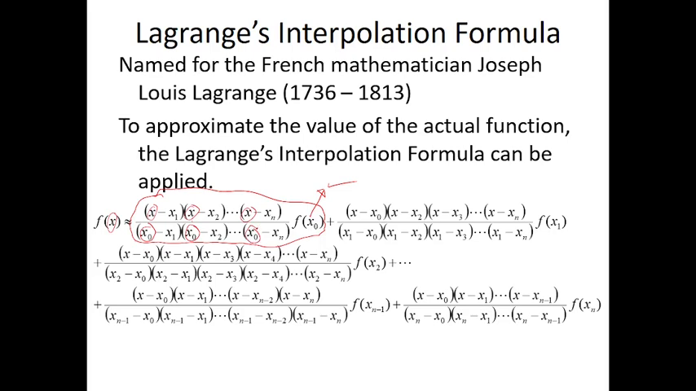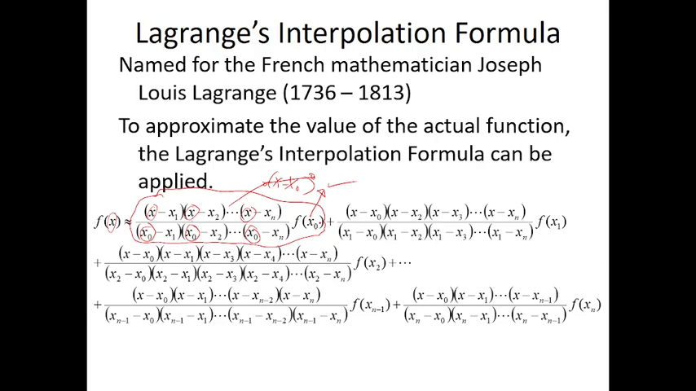So take note that x sub 0, x sub 1, x sub 2, etc. can be viewed in the given table for the function. So we have x minus x sub 1, x minus x sub 2, and so forth until we reach x minus x sub n. As you notice, we don't have x minus x sub 0. So that is the rule.